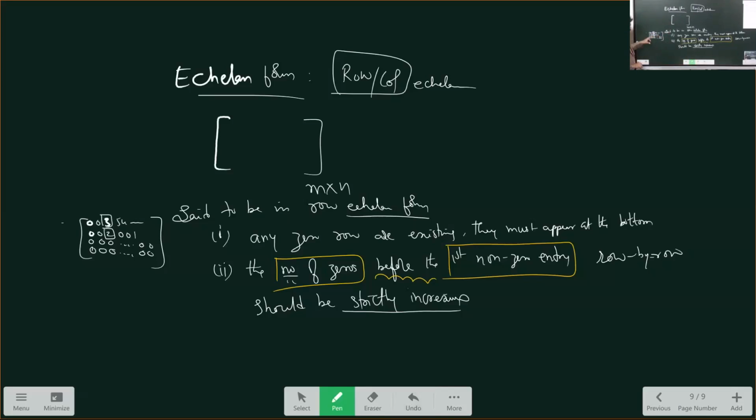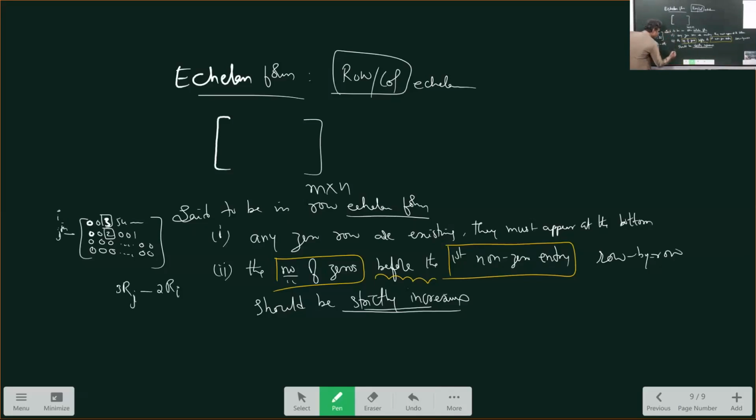So what should I do? I can make one operation, Ri minus 3 times of Rj, where this is, let us say, the ith row and this is the jth row. So Rj is used within Ri. Once I apply this operation, the below elements will become 0. Like that I can make it increasing.